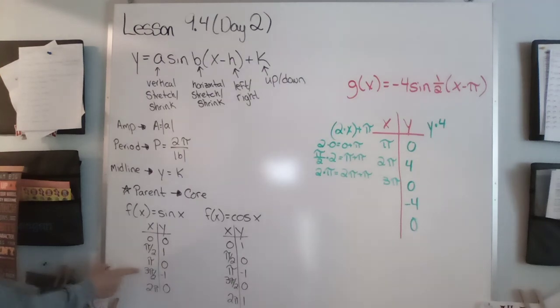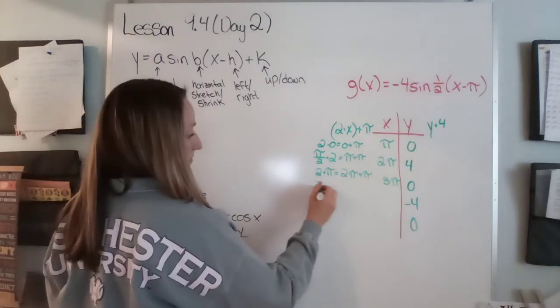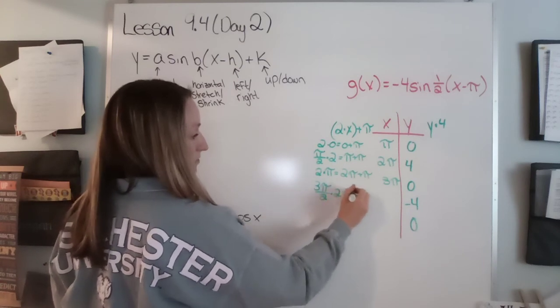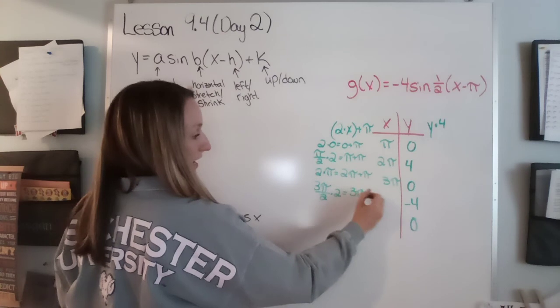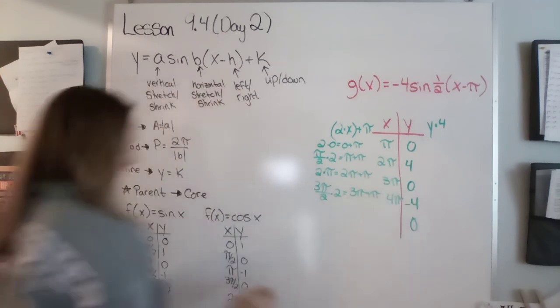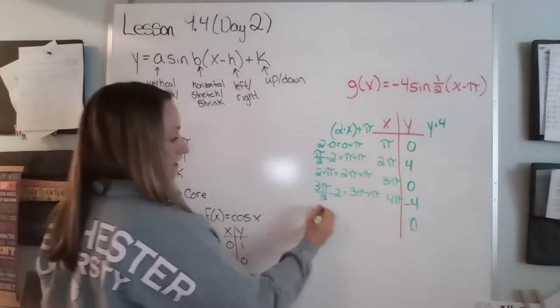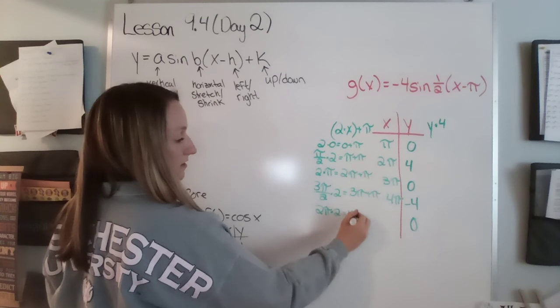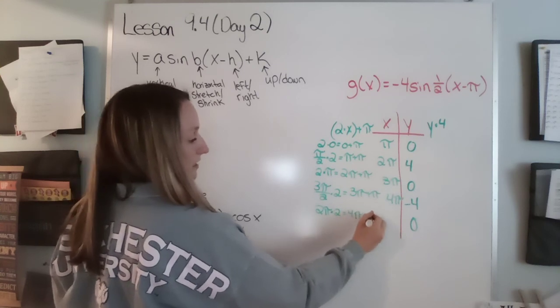So what am I up to? 3 pi over 2. So I'm going to take 3 pi over 2. I'm going to multiply by 2. That gives me 3 pi. Add pi to get 4 pi. And then finally, take 2 pi. Multiply by 2 to get 4 pi. And then add pi to get 5 pi.